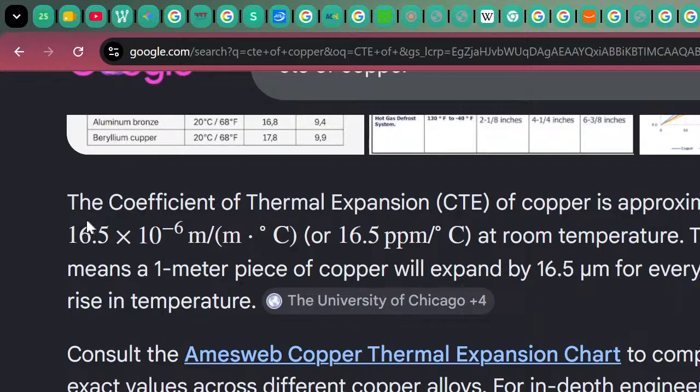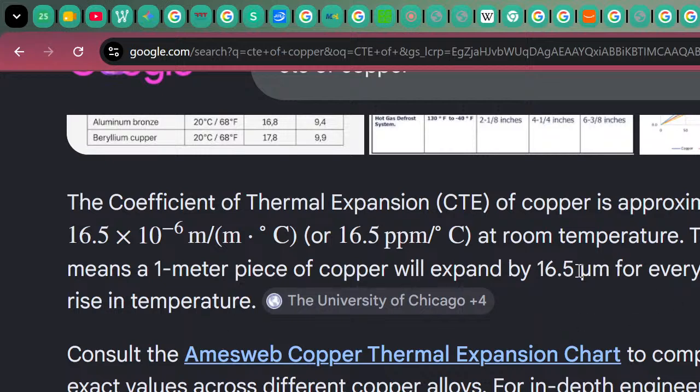See, if you convert this into ppm, if you just exclude 10 to the power of minus 6, you call it ppm, parts per million. So that means 16.5 parts per million per degree centigrade. So a 1 meter piece of copper will expand by 16.5 micrometer for every 1 degree rise in temperature. So for every 1 degree centigrade rise in temperature, 16.5 micrometer expansion would happen for copper.